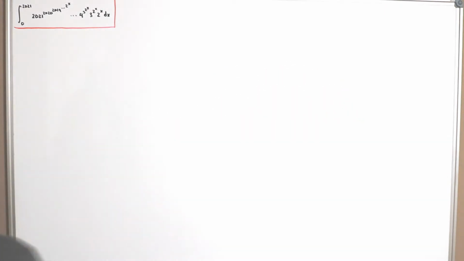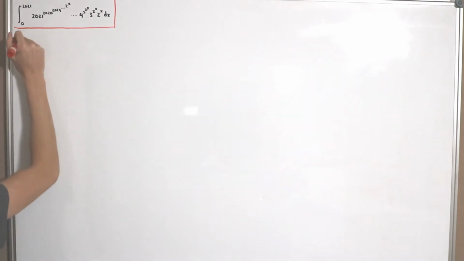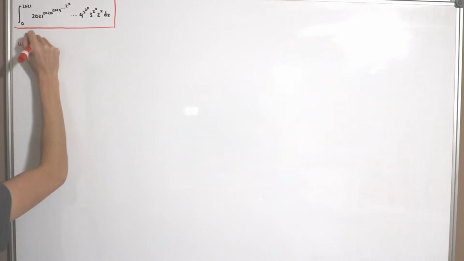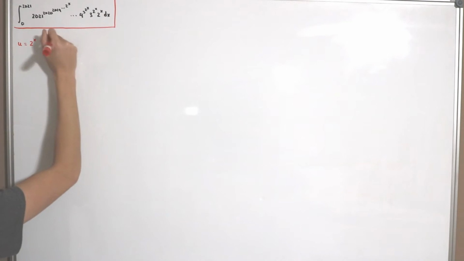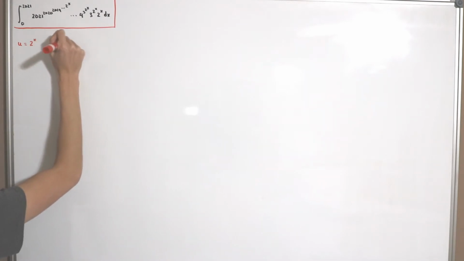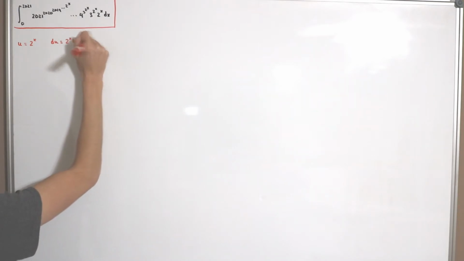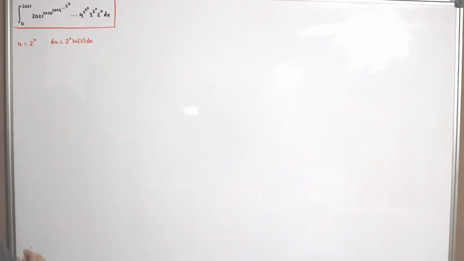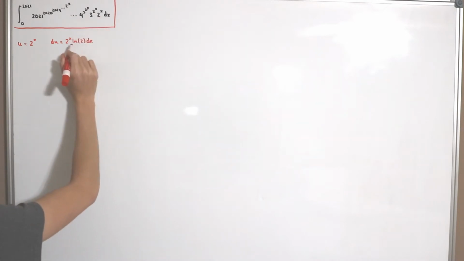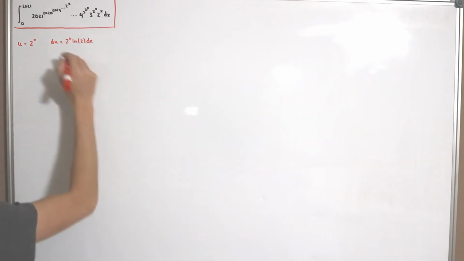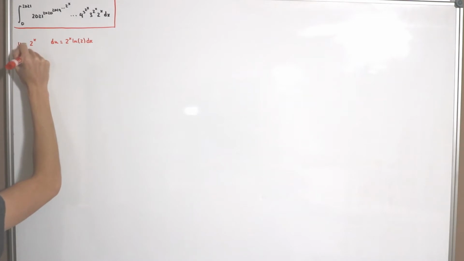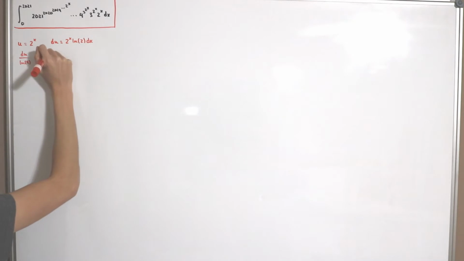To do that, let's start by using a u-substitution. We're going to let u equal 2 to the power x. Differentiate both sides, so du is equal to 2 to the power x multiplied by ln of 2 dx. To get the 2 to the power x dx by itself, I'll just divide by ln of 2. So I get that du over ln of 2 is equal to 2 to the power x dx.